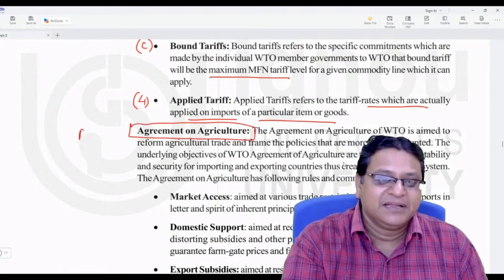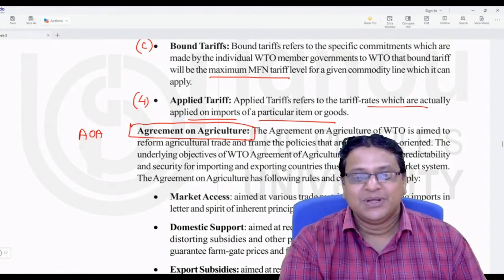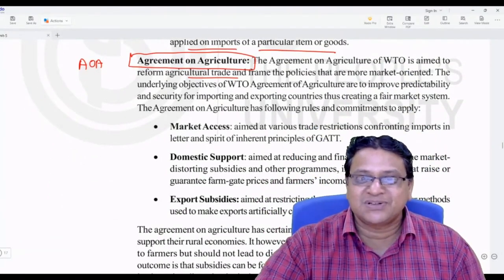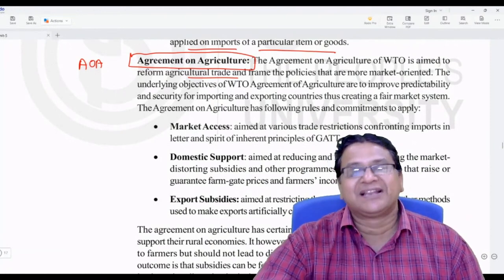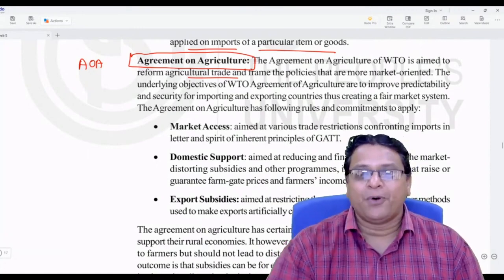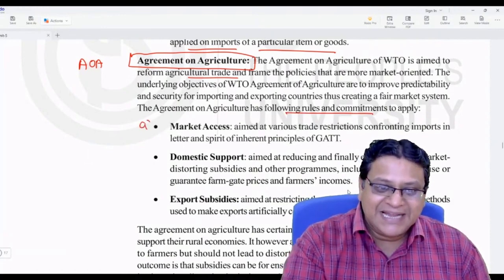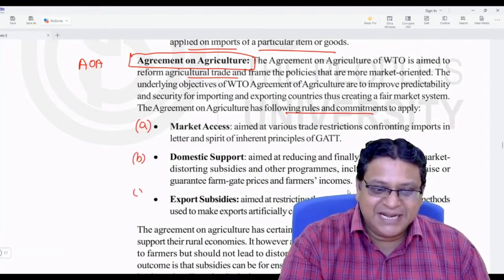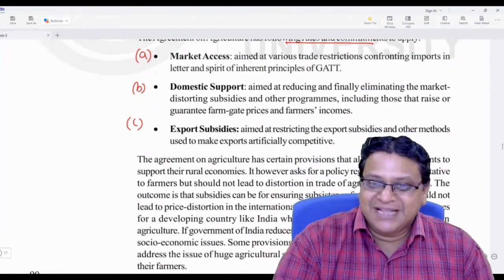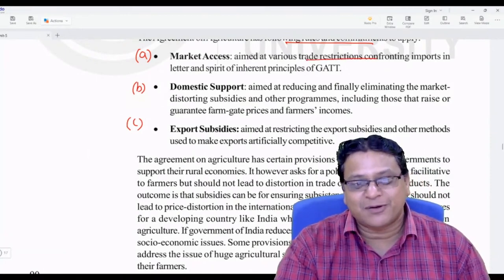The next agreement under WTO regime is the agreement on agriculture, which in short form we call the AOA agreement. An agreement on agriculture of WTO is aimed to reform agricultural trade. Agreement on agriculture frames rules and regulations related to purchase and sale of agricultural commodities. In case of agreement on agriculture, the following three commitments are there. First, market access. All the member countries decided to open their market for agricultural commodities. They have decided to reduce trade restrictions in respect of agricultural commodity.